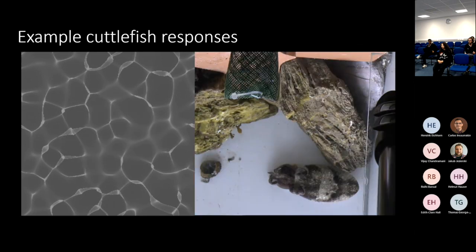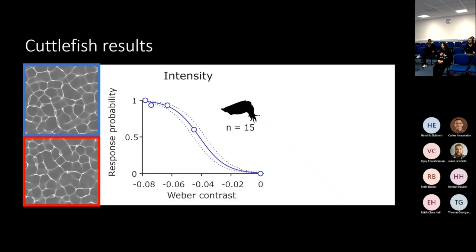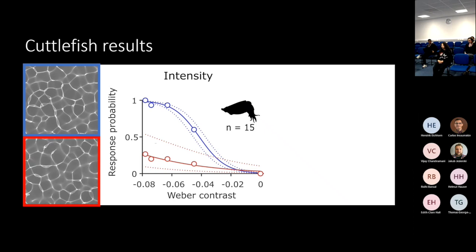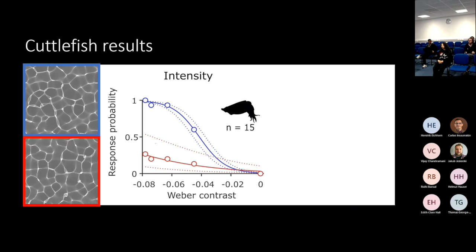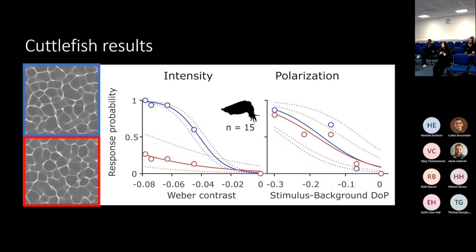So you get nice, clear responses, but a little bit more subtle than the crabs. And here's the data presented in the same way. So for intensity, again, they really didn't do very well when the predator was in a dynamic background. And for polarization, they did equally well.